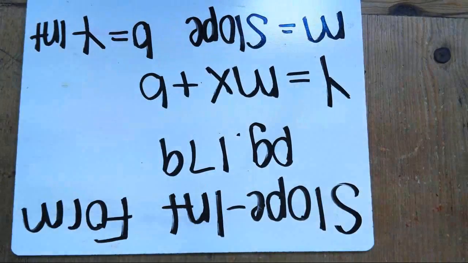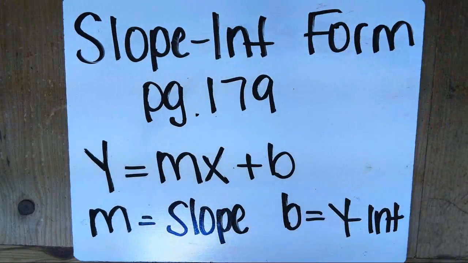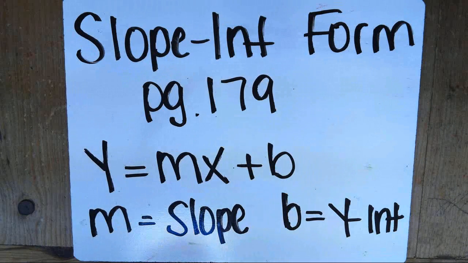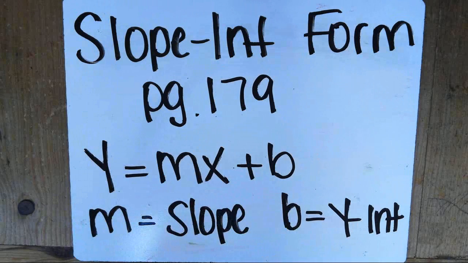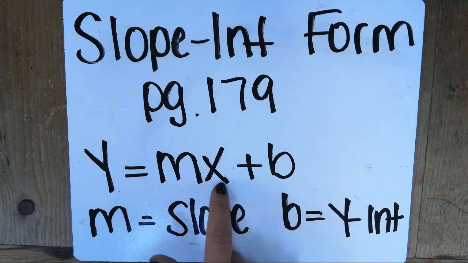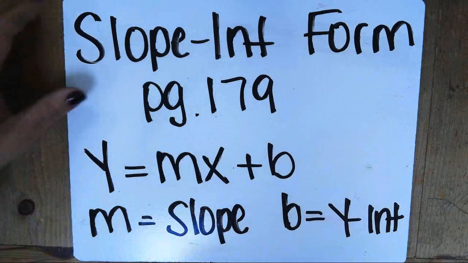Alright, so right now we're going to be talking about slope-intercept form, and as I said, this is starting on page 179 of your textbook. Slope-intercept form is this equation right here. So you have y equals mx plus b, where m is your slope and b is your y-intercept.